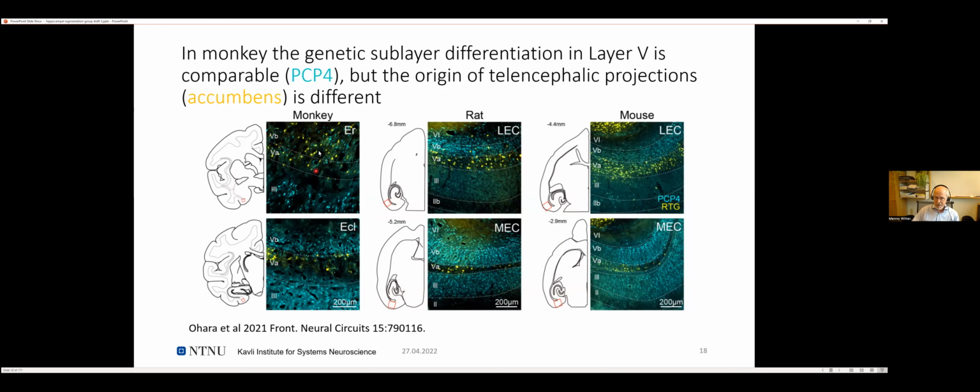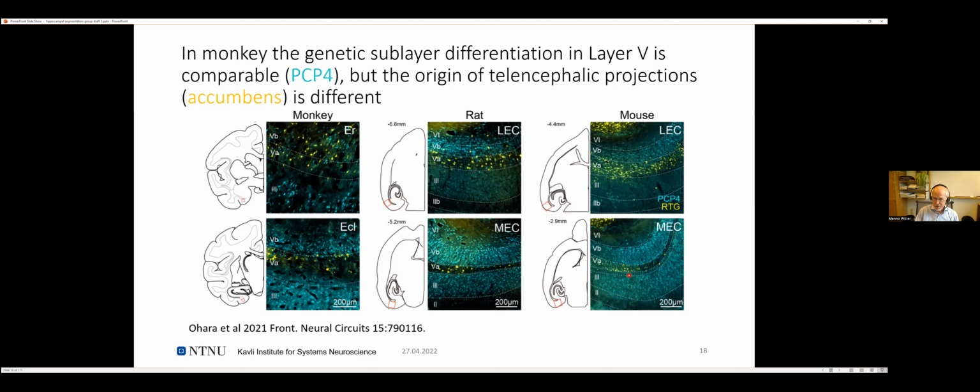So although the lamination is lost here, it is beautifully preserved in the more caudal parts of the monkey entorhinal cortex, where you have yellow cells where there are no blue cells, and blue cells where there are no yellow cells, similar to what you see here in the rat, and in the mouse. So again, this is a very highly conserved phenomenon: there are two cell types, one that expresses a certain gene, in this case PCP4 or CTIP2, that do not project to other telencephalic areas, and other cells that do project to telencephalic areas.